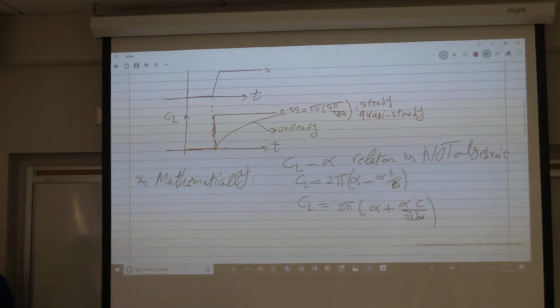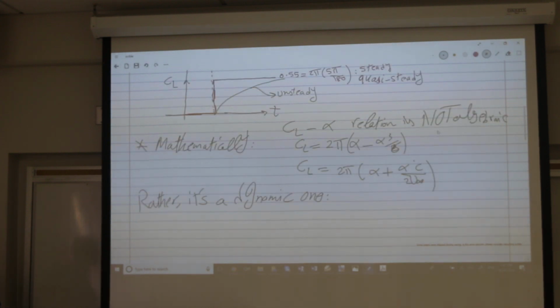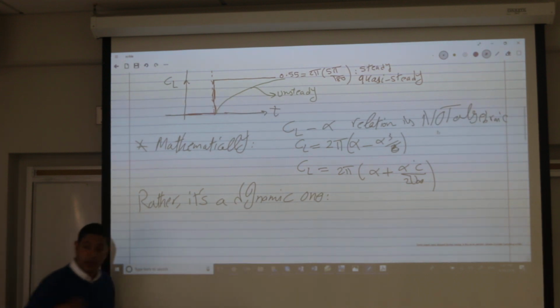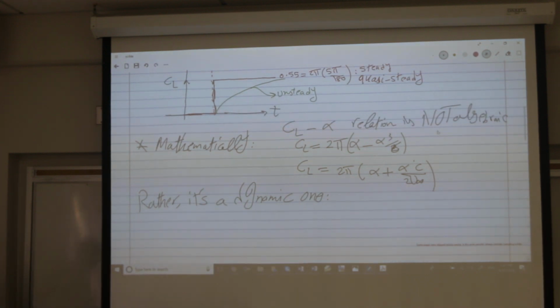The true relation between CL and alpha is a dynamic relation. And you pick your poison. You pick the way to represent this dynamic relation. Typically, in our undergraduate system dynamics course, we describe dynamic relations between mass spring or whatever by differential equations. Typically, if you're lucky enough, it's ordinary differential equations. If you're not lucky enough, it's a partial differential equation.